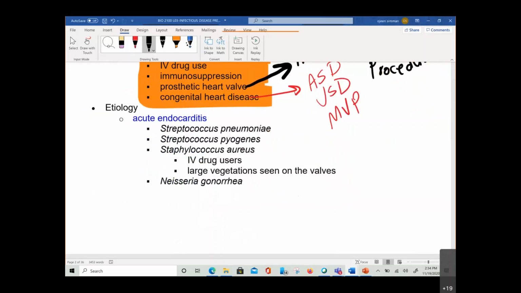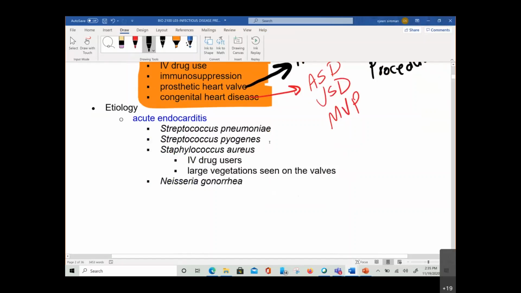Okay. So let's go into acute endocarditis. Acute endocarditis is a type of, I'm sorry, I have a question. How do the prosthetic heart valve and dental procedures go together?